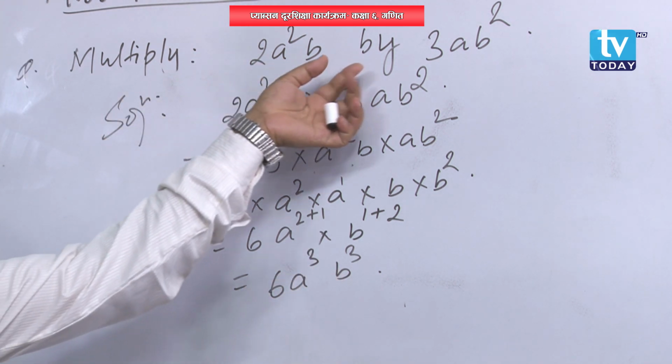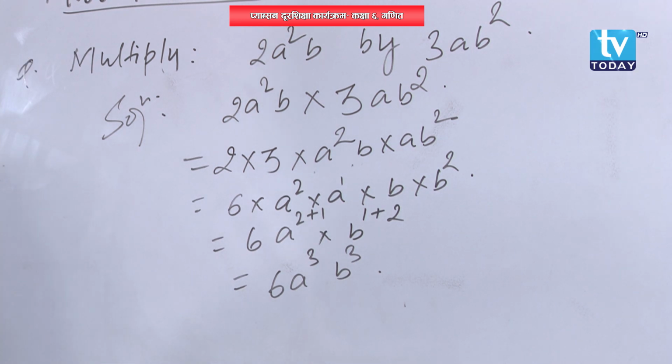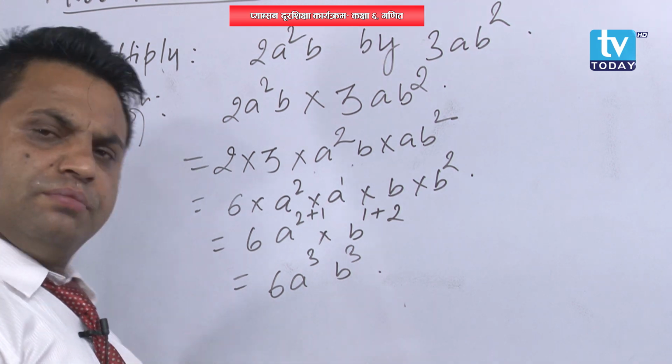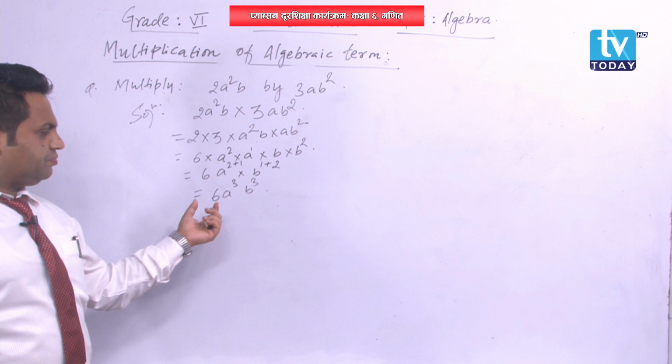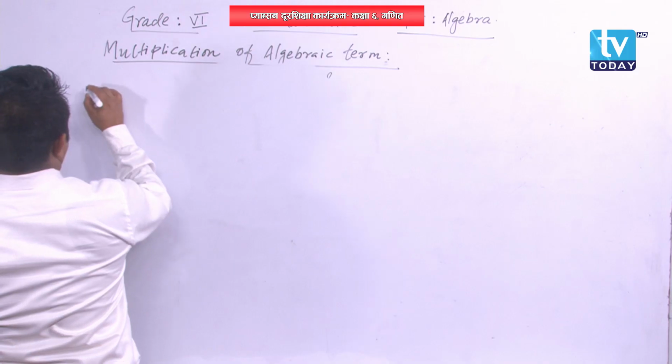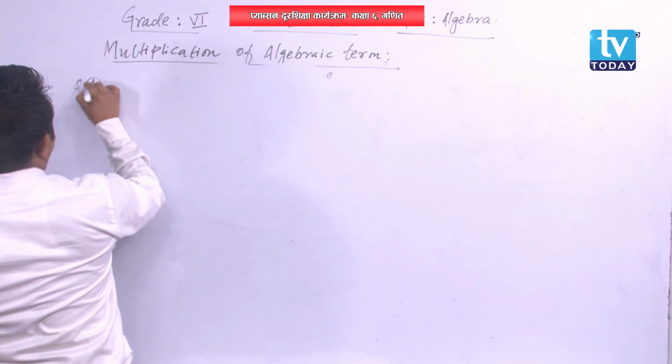Multiply 2a square b by 3ab square, you will get the solution 6a cube b cube. Understood this? How to multiply this? Understood? Okay.